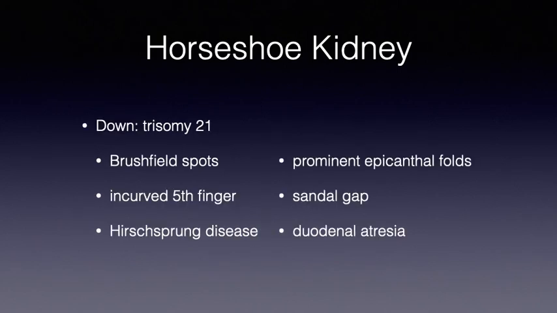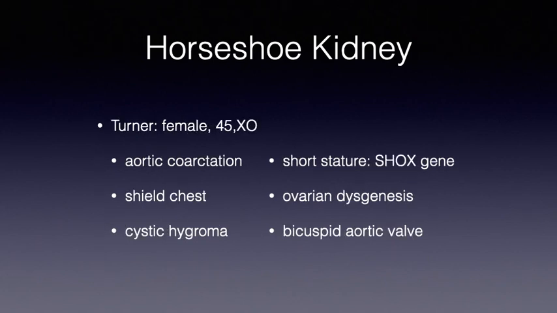A patient with little spots on the iris called brush-field spots, also Hirschsprung, and also a sandal gap between the first two toes, and also horseshoe kidney. With all of these things, the patient would most likely have Down syndrome, trisomy 21. If you had a patient with aortic coarctation, cystic hygroma in their neck, shield chest, and horseshoe kidney, they would most definitely have Turner syndrome. So with respect to sex chromosomes, they could be XO.